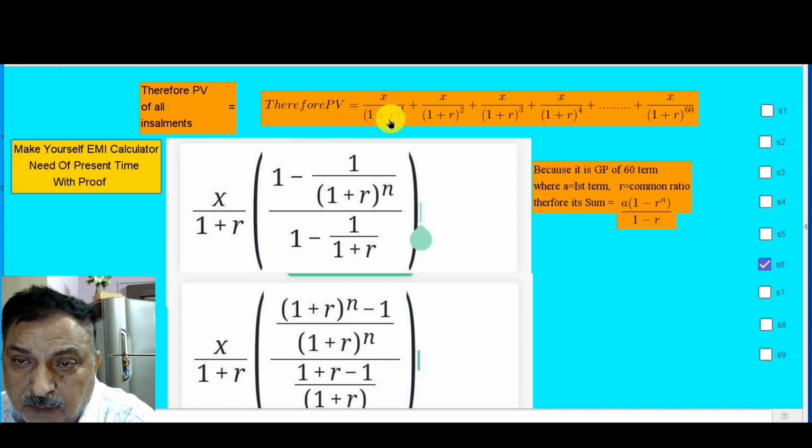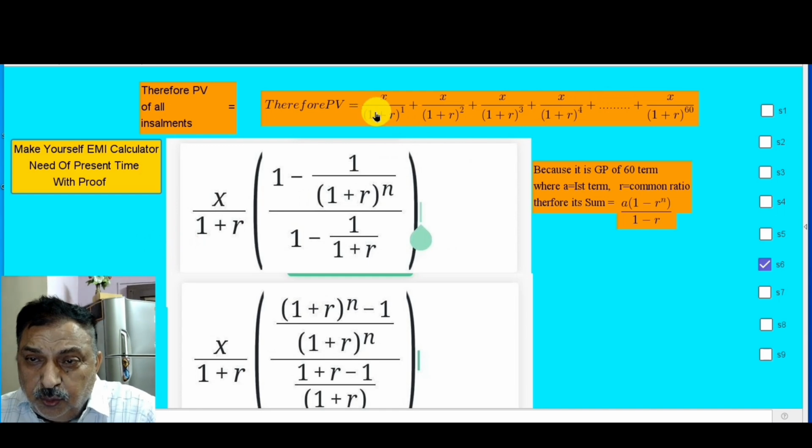The present value of all installments is equal to X over 1 plus R power 1, plus X over 1 plus R power 2, plus X over 1 plus R power 3, plus X over 1 plus R power 4, going on up to X upon 1 plus R power 60. Because we did it just 2 minutes before, the present value after 1 year is this, after 2 years is this, after 3 years is this. Therefore, we have used the formula which we have learned.